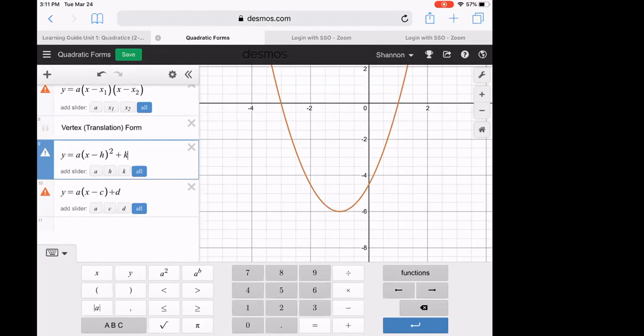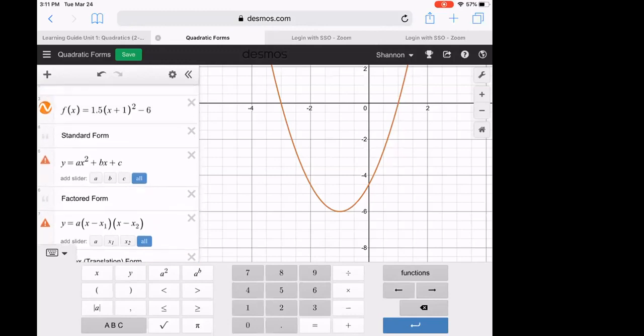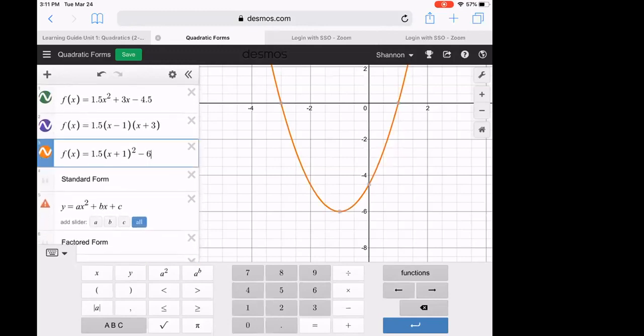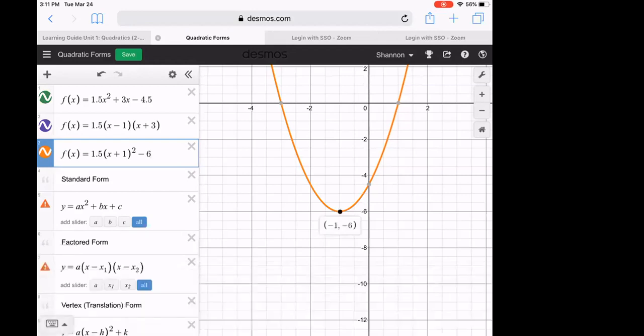Done. So vertex form of your quadratic is really helpful if you're wanting to know where the vertex of your parabola is. You look at that function, you're like, oh, okay, the a value is +1.5, so I know it's right side up. And then I can tell that it's in translation form, which means it goes to the left 1 and down 6. Your vertex is located to the left 1 and down 6.